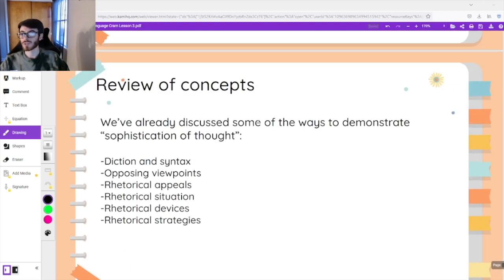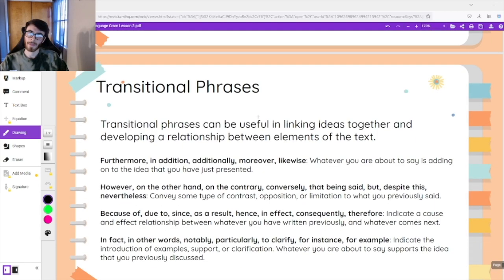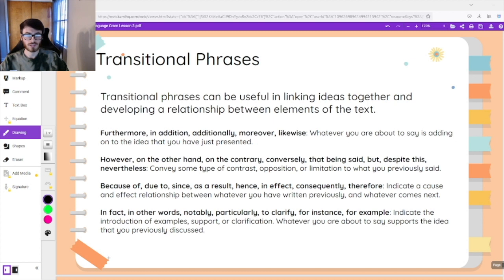Now we're going to talk about some new concepts that we haven't touched on yet. The first is transitional phrases. Transitional phrases can be used to link ideas together and to develop a relationship between elements of the text. So if you're moving from one idea to another idea, you can use a transitional phrase. If you're trying to show that this idea has some sort of relationship with this other idea, you can use them. For example, I just used one right there.